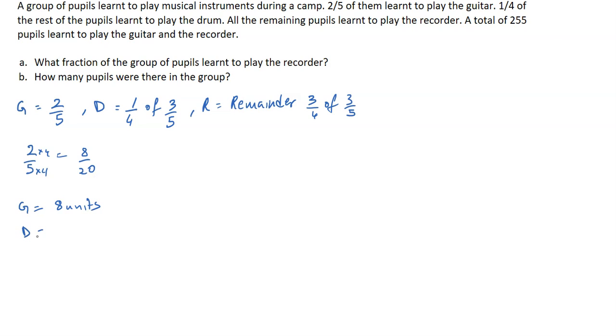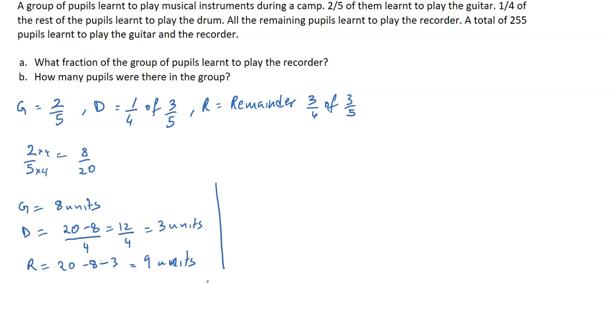So for my drums, I have 20 minus 8, which is 12, over 4. Why over 4? Because 1/4 is over 4, so that is 3 units. And therefore my students who play recorders are 20 minus 8 minus 3, which is 9 units. So I know that the number of students who play the guitar are 8 units, the number of students who play the drums are 3 units, the number of students who play the recorder are 9 units.